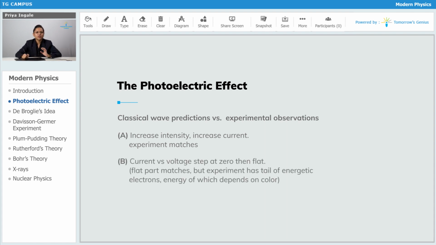Then the second observation: current versus voltage, a step at 0 and then flat. Here, as we have discussed, is the saturation current. First of all we get some non-zero current, then we get the maximum value of current, and then we get the saturated value. That maximum value is the saturated value, which means after that particular value there will be no increase in the current. So the classical wave theory matches that flat part only.